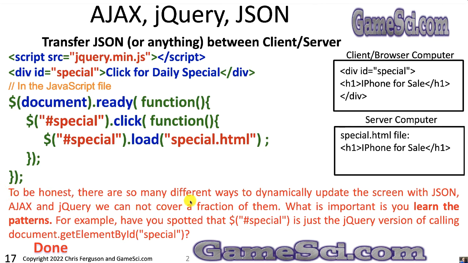To be honest, there are so many different ways to dynamically update the screen with JSON, AJAX, and jQuery. We cannot even cover a fraction of them. What is important is that you learn the patterns. For example, have you spotted that $('#special') is just the jQuery version of calling document.getElementById('special')? jQuery isn't new. It isn't special. It's easier because it automates a lot of the tasks that we had to do before by ourselves in JavaScript.